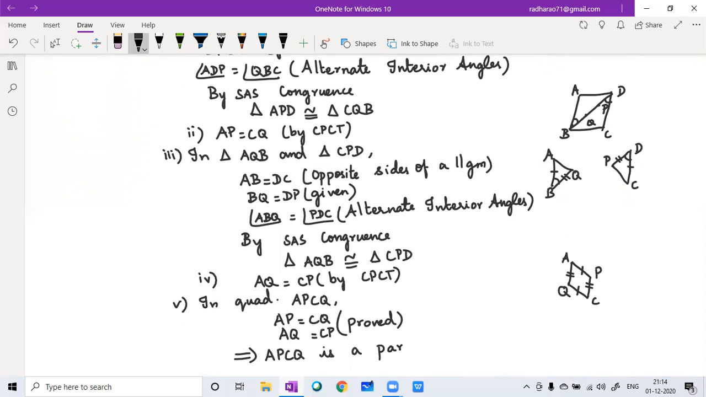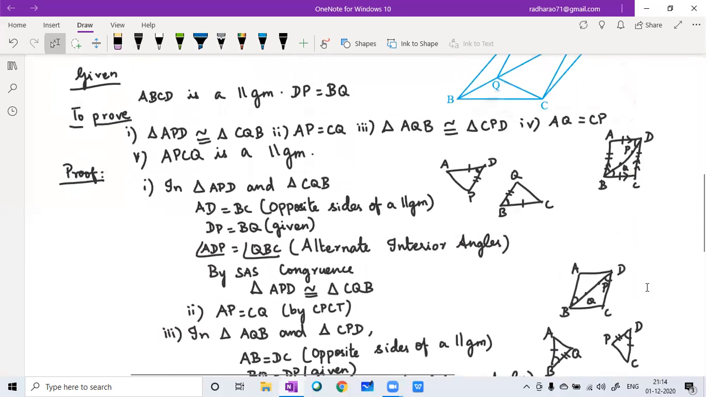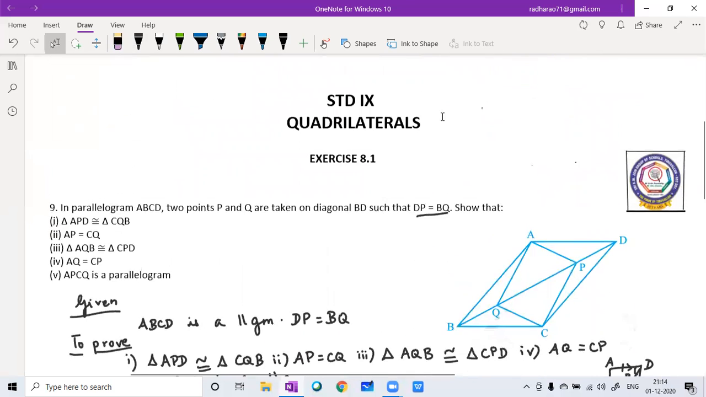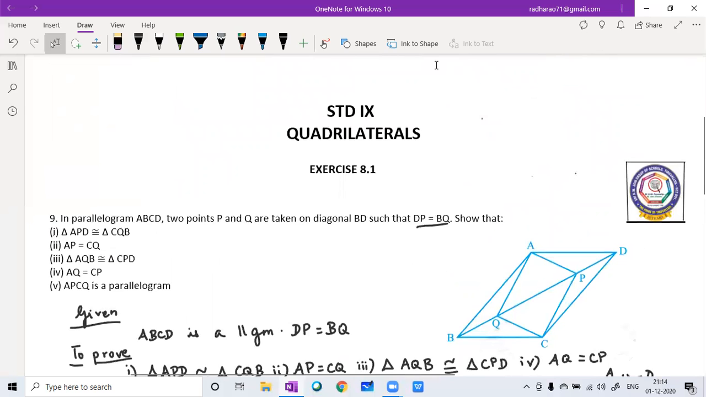Okay. So in any quadrilateral, if both pairs of opposite sides are equal, then it becomes a parallelogram. So we have proved all the five proofs which were to be proved. Is it clear, children? Hope it's clear.